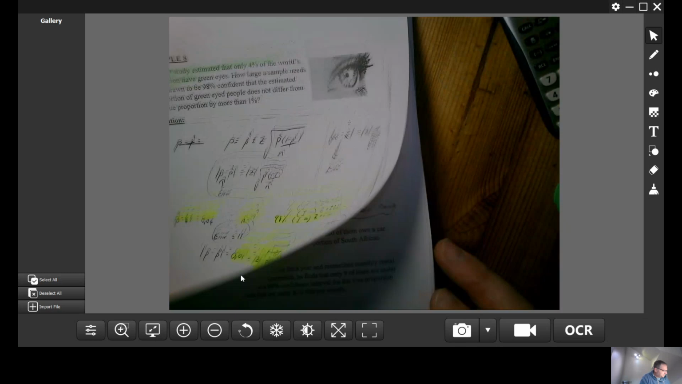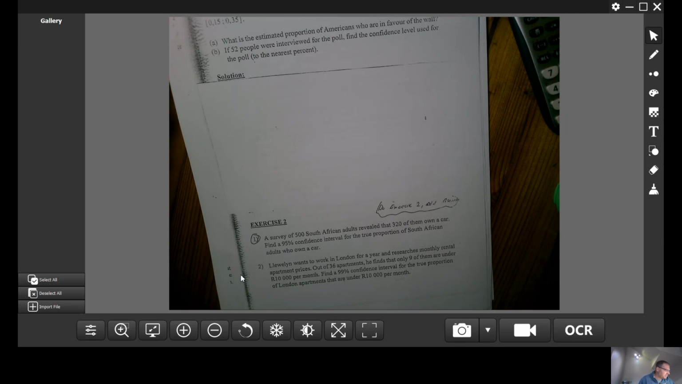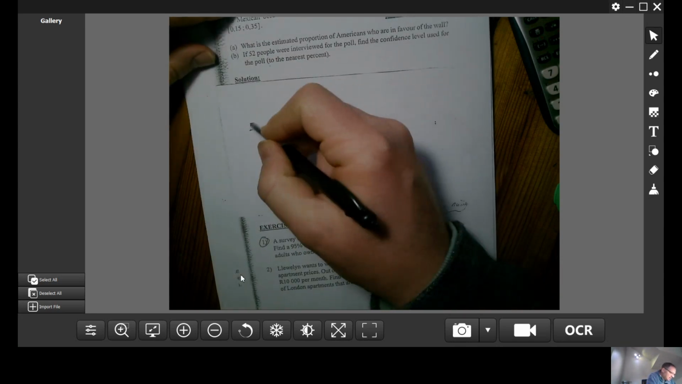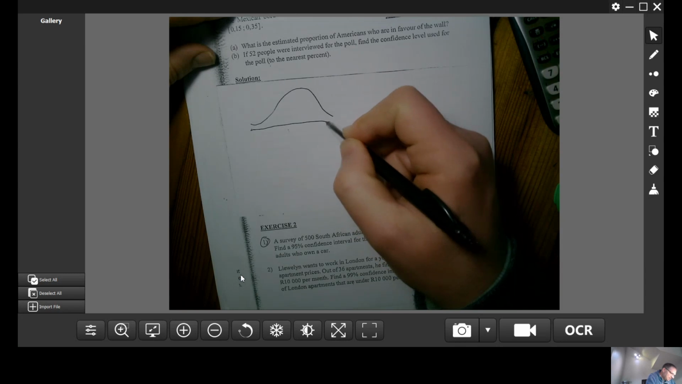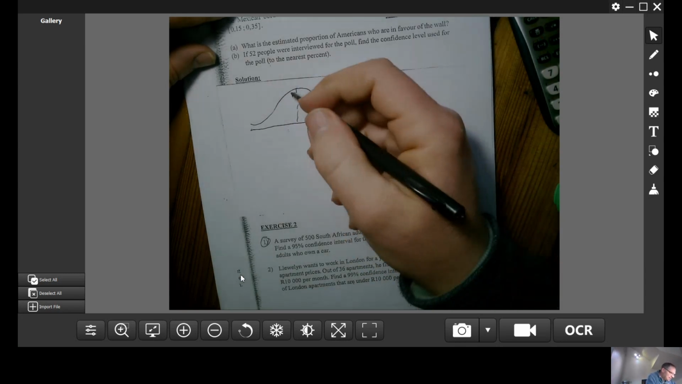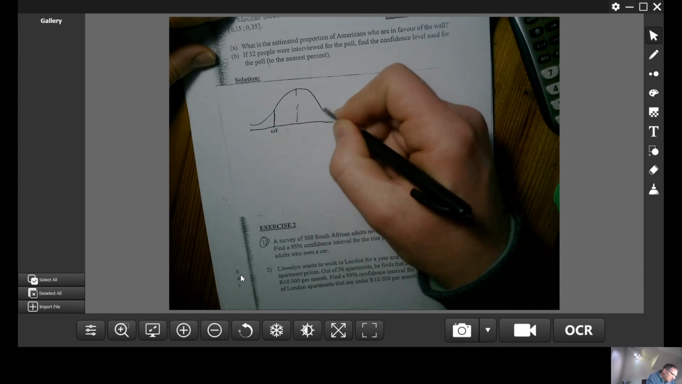Right, last one. It says, a recent poll conducted on the proportion of Americans who are in favor of Donald Trump building a wall on the Mexican border revealed the confidence interval of, so this is a proportion of people who want a wall, okay, was your lower boundary and your upper boundary.